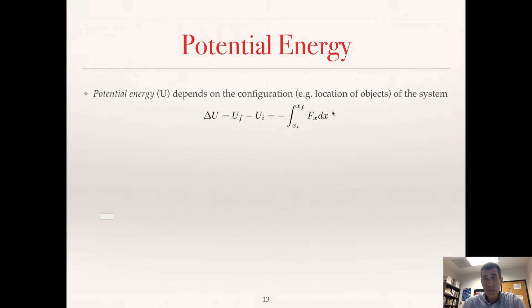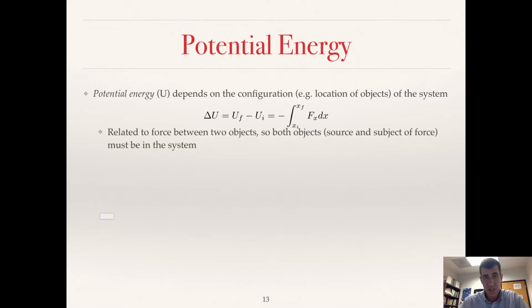So when you're doing the integral of a force over a distance, in the way this is written, here we're assuming that our object only moves in the x direction. So we need to take the component of the force in the x direction and integrate over the distance from the initial location to the final location. So in general, that's how you define potential energy.